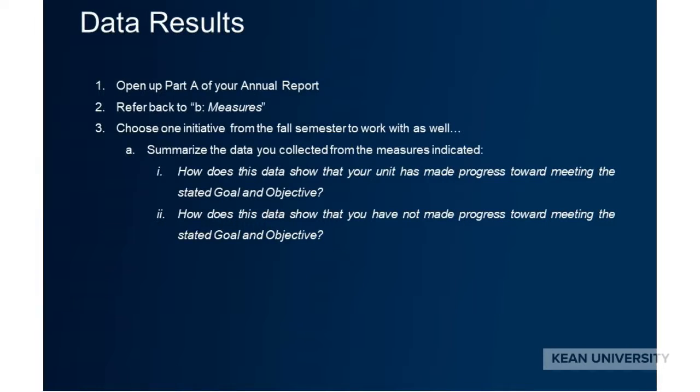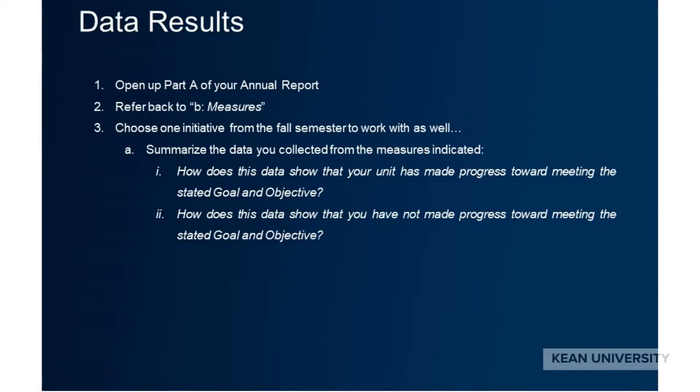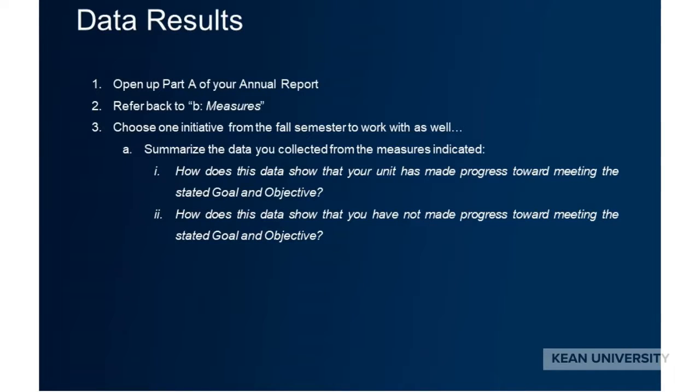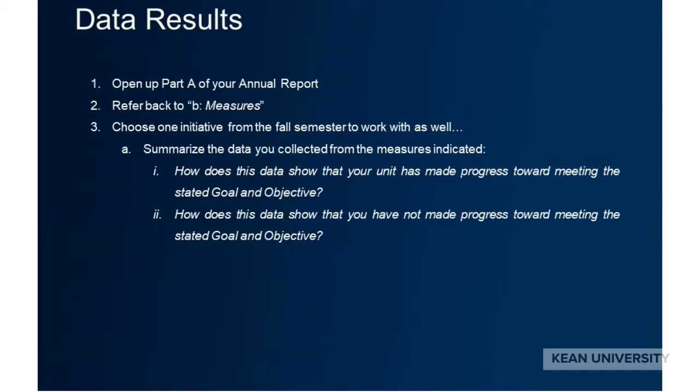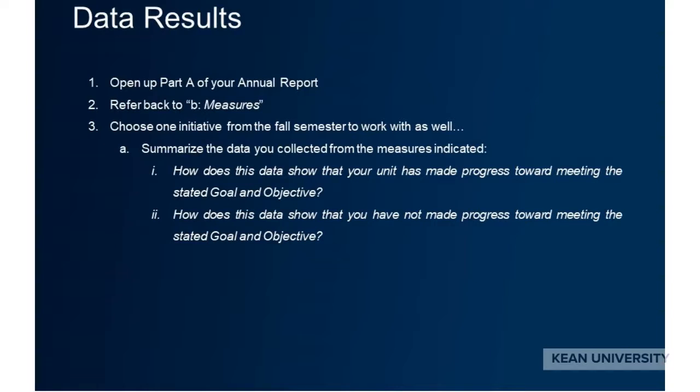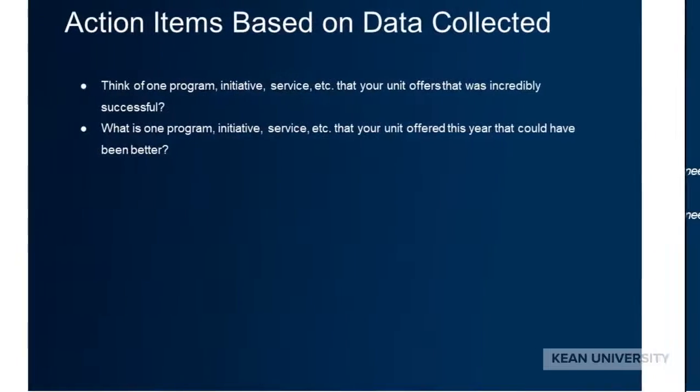Now, I want you to choose one initiative from the fall semester that has come full circle to work with over the next few minutes. To start, you'll work on summarizing the data you collected from the measures indicated. How does this data show your unit has made progress towards meeting the stated goal or objective? And how does this data show that you have not made progress towards meeting the stated goal or objective? At this time, we encourage you to pause the video, engage with Part A of your unit's assessment report, and identify which goals and objectives you've successfully met and which ones you're still working towards.